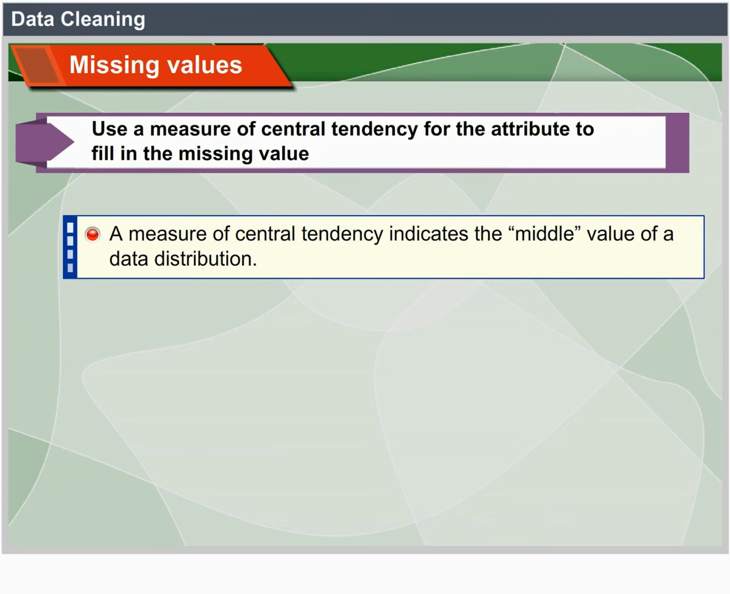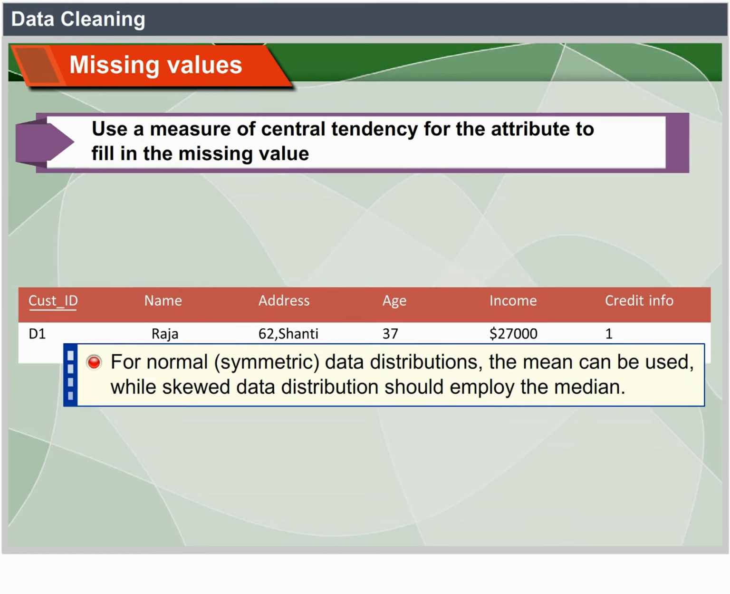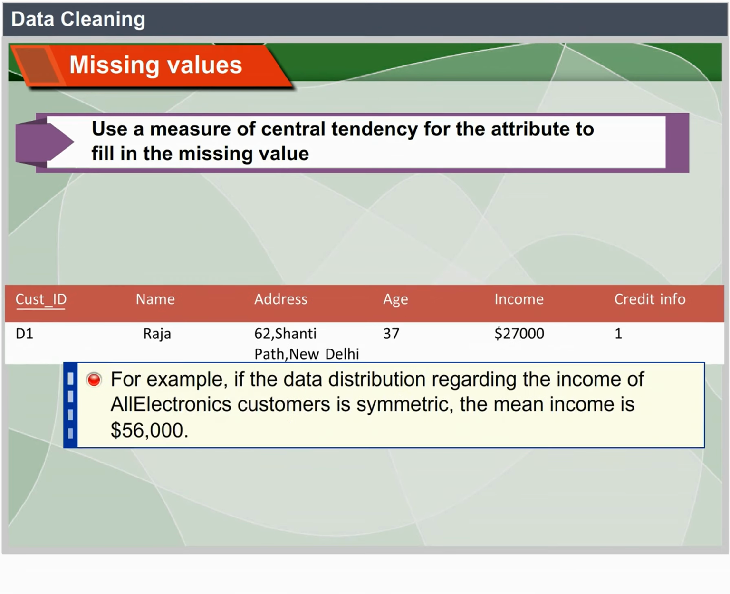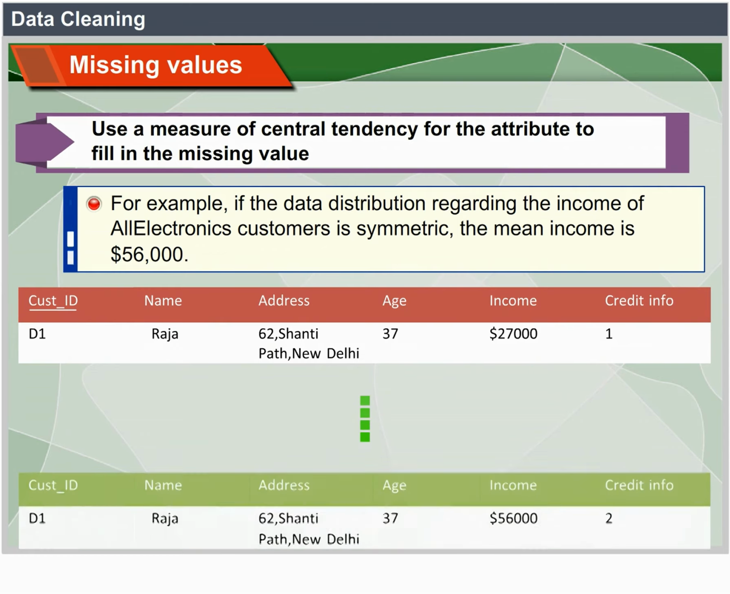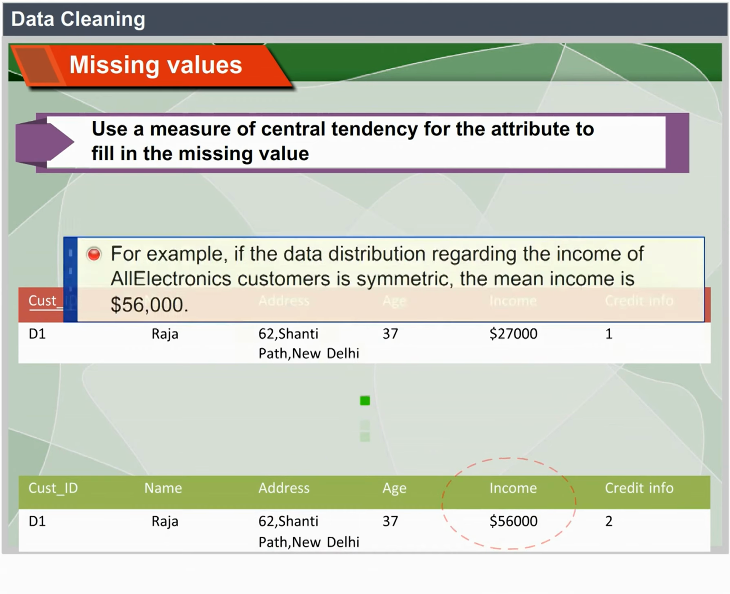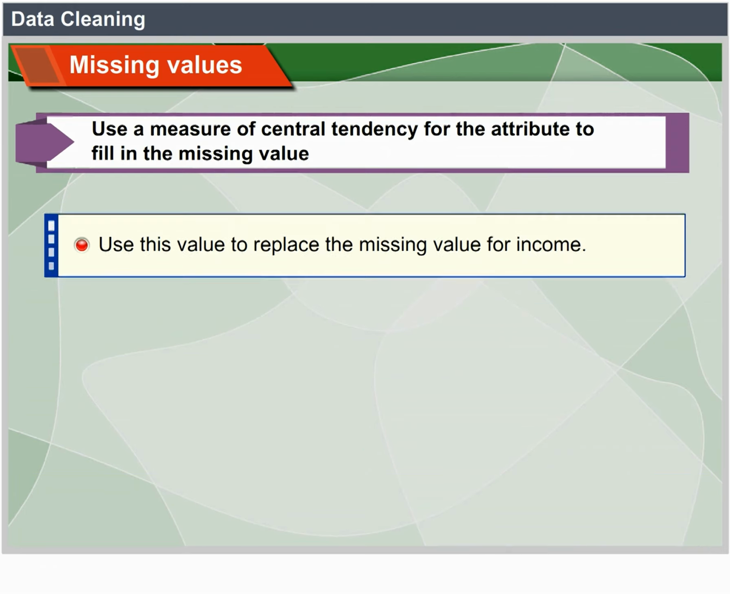A measure of central tendency indicates the middle value of a data distribution. For normal symmetric data distributions, the mean can be used, while skewed data distribution should employ the median. For example, suppose that the data distribution regarding the income of all electronics users is symmetric and that the mean income is $56,000. Use this value to replace the missing value for income.